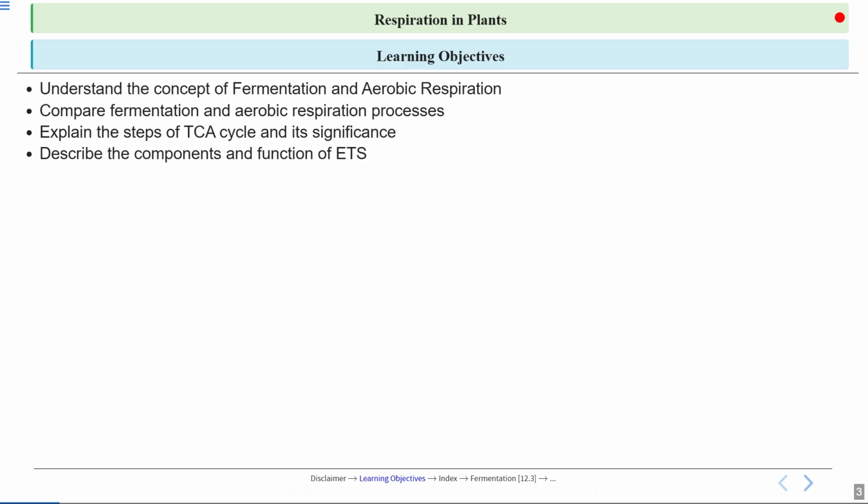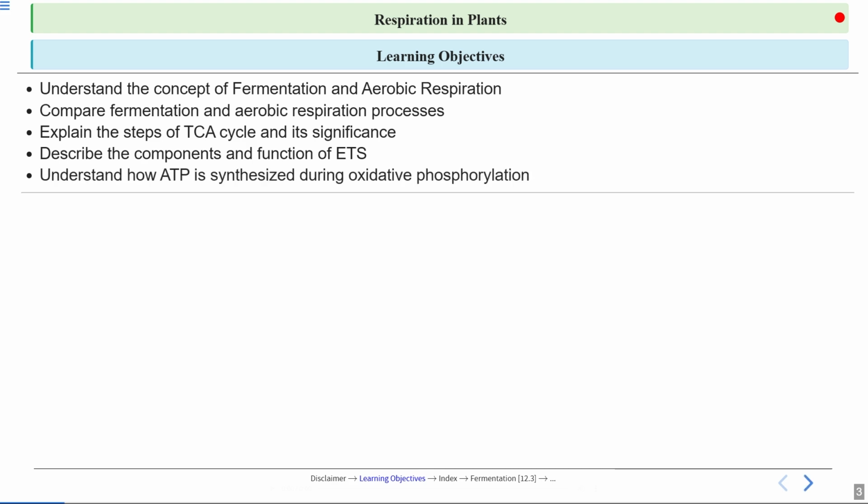Next, we will look at the electron transport system or the ETS. We will describe the components and functions of ETS. Then we will understand how ATP is synthesized during oxidative phosphorylation.